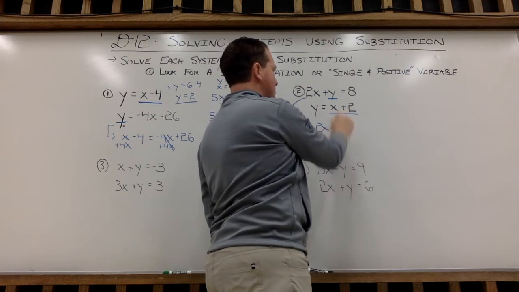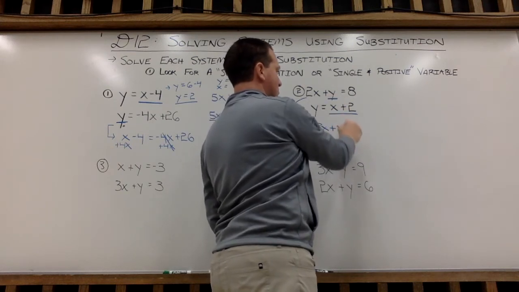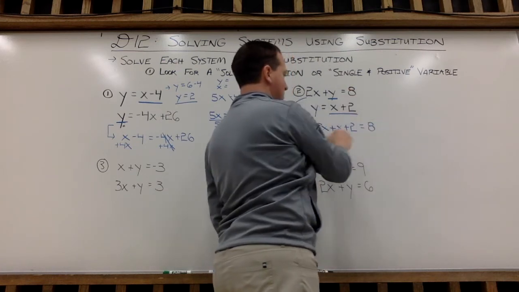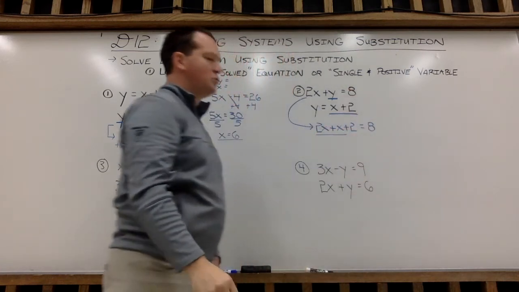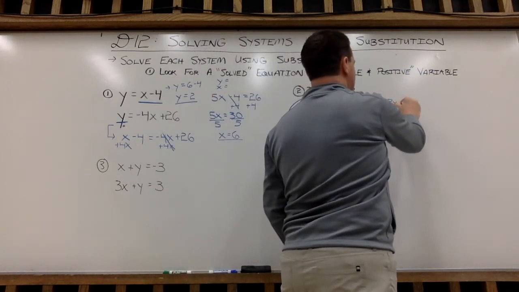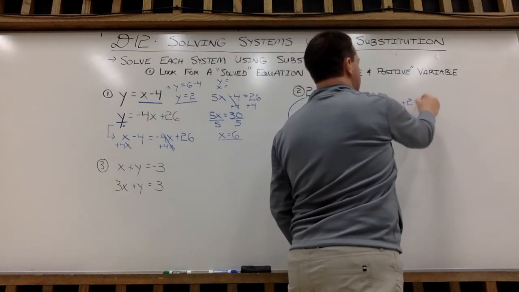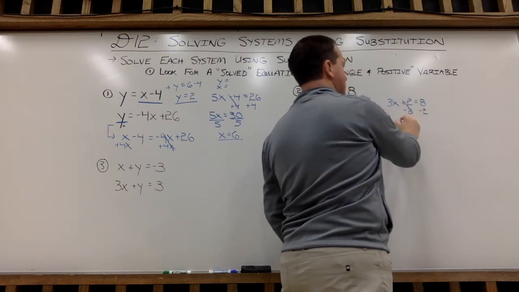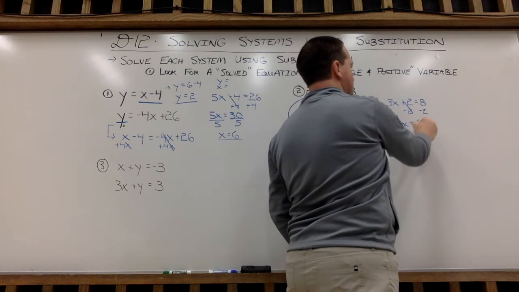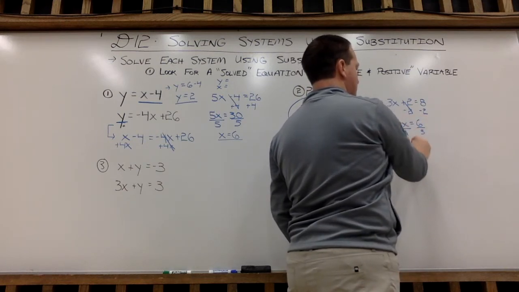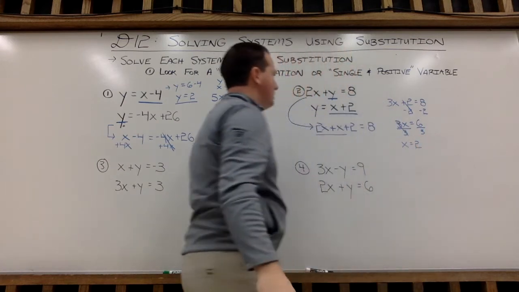2x plus x plus 2 will equal 8. I'm going to combine like terms, 2x and 1x, to get 3x plus 2 is 8. Subtract 2 from both sides. 3x will equal 6. Divide by 3. And my x value is 2.